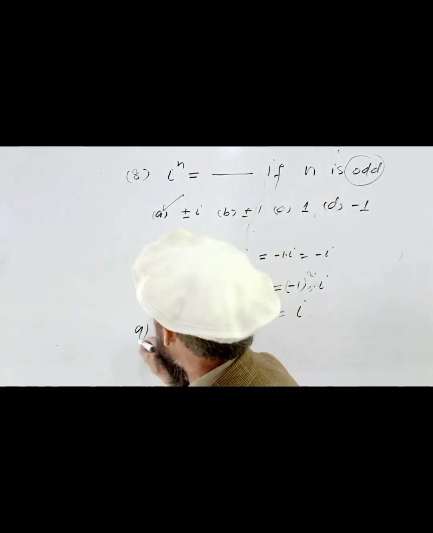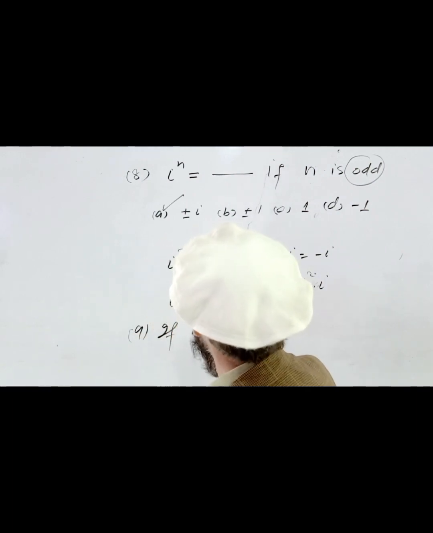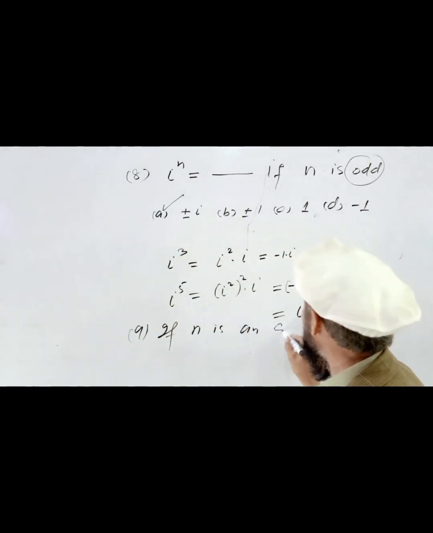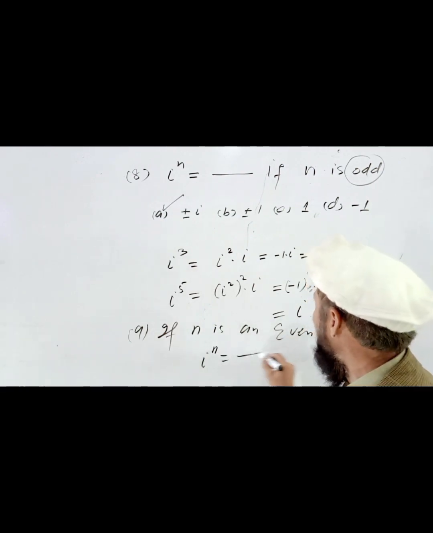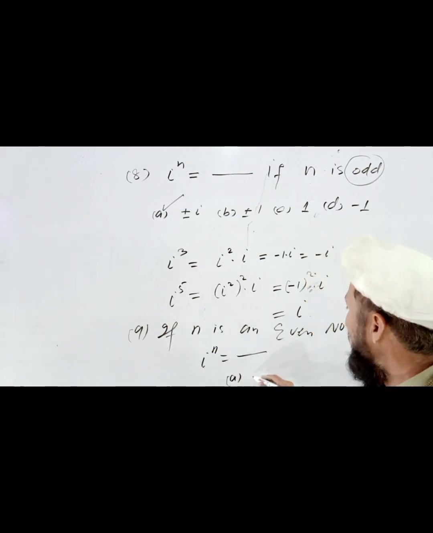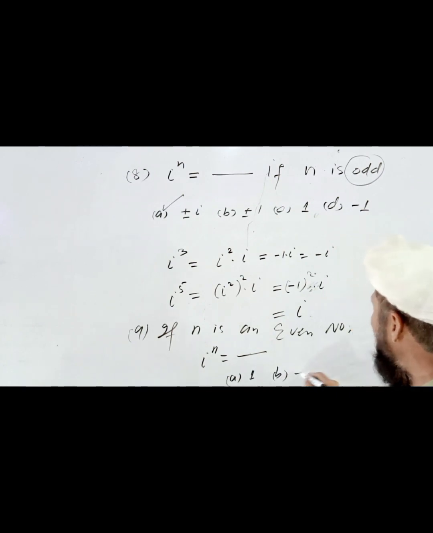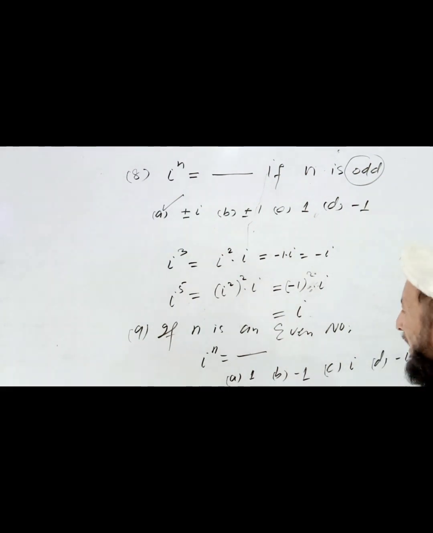Similarly, if n is an even number, iota power n is equal to what? So A is equal to 1, B is equal to minus 1, C is equal to plus iota, D is equal to minus iota. So the result will be equal to plus minus 1.